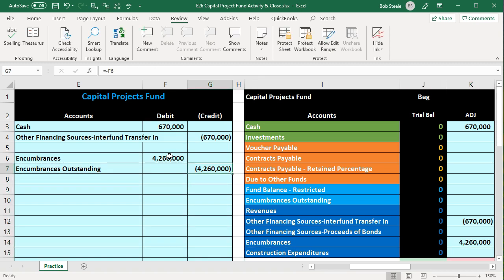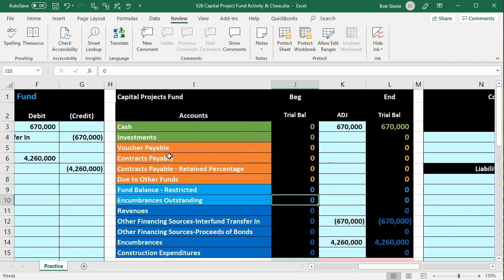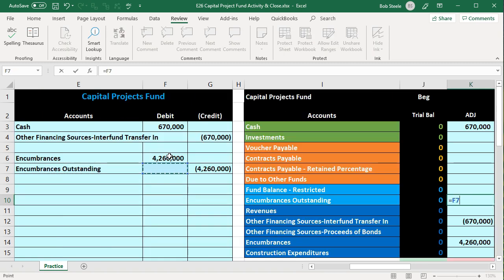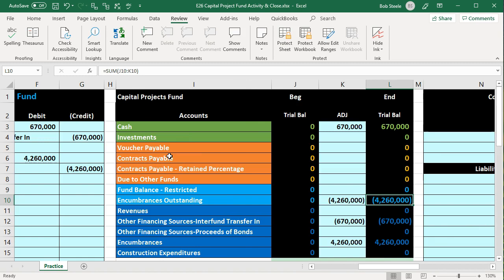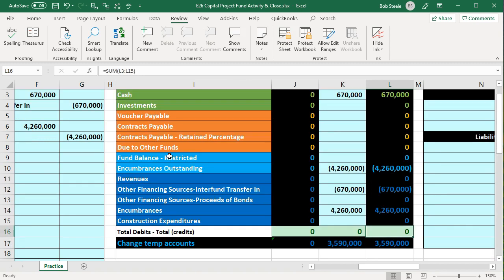The other side then is in encumbrances outstanding. So we will scroll over to encumbrances outstanding. That in K10 equals, scrolling over and picking up the credit, $4,260,000. There we have that. We're back in balance, indicated by the green zeros.